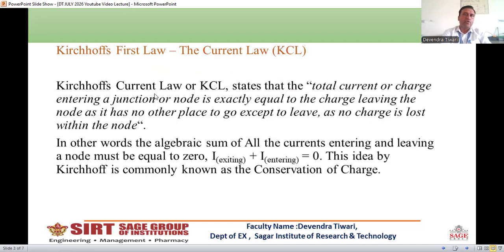First of all, Kirchhoff's first law, that is current law. So Kirchhoff's current law or KCL states that total current or charge entering a junction or node is exactly equal to the charge leaving the node, as it has no other place to go except to leave, as no charge is lost within the node. In other words, we can say the algebraic sum of all the currents entering and leaving a node must be equal to 0. That means I exiting plus I entering should be equal to 0. This idea by Kirchhoff is commonly known as conservation of charge.